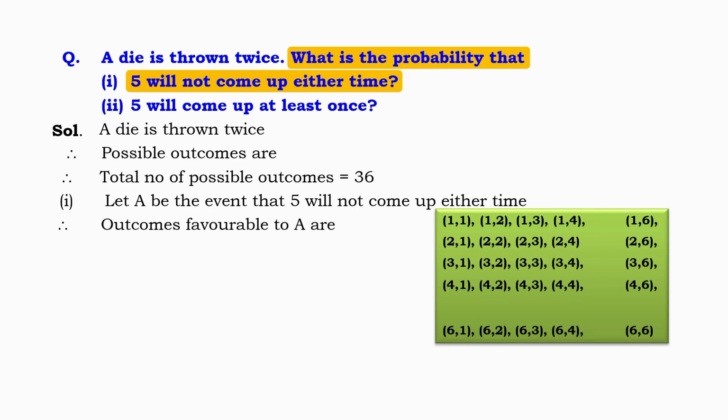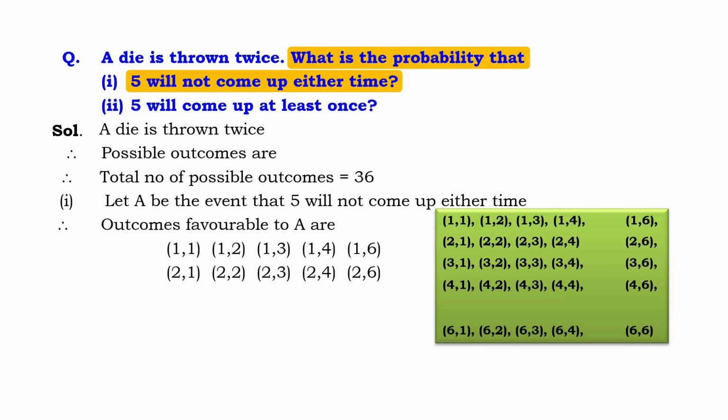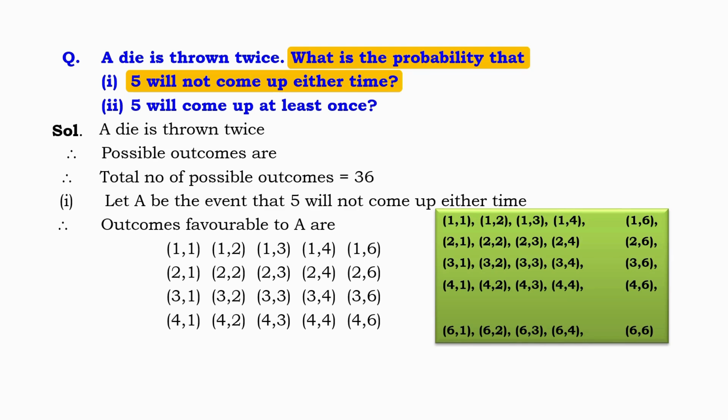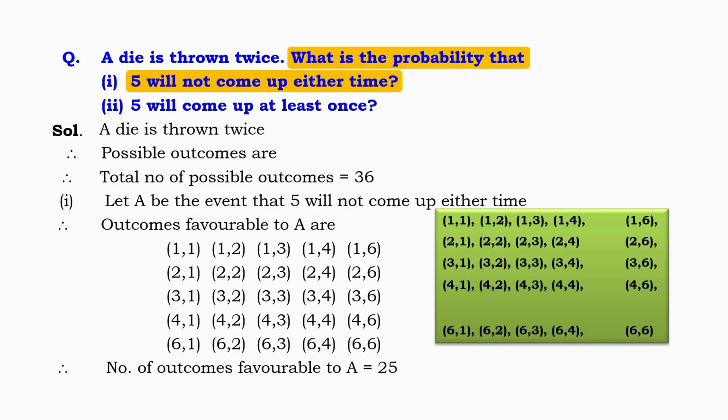So if we remove that, then the outcomes favorable to A are, in the first row, 1 1, 1 2, 1 3, 1 4 and 1 6. We have removed 1 5. In the second row 2 1, 2 2, 2 3, 2 4 and 2 6, we have removed 2 5. Third row 3 1, 3 2, 3 3, 3 4, 3 6. We remove 3 5. 4 1, 4 2, 4 3, 4 4, 4 6. We also remove 4 5. Then the fifth row we completely remove, because in each case we will get 5. And in the sixth row we have to remove 6 5. So we got 6 1, 6 2, 6 3, 6 4 and 6 6. So the number of outcomes favorable to A over here is 25. So the probability of A will be equal to 25 by 36.